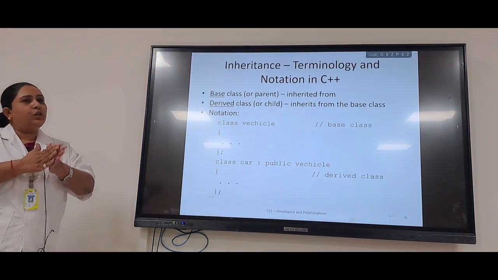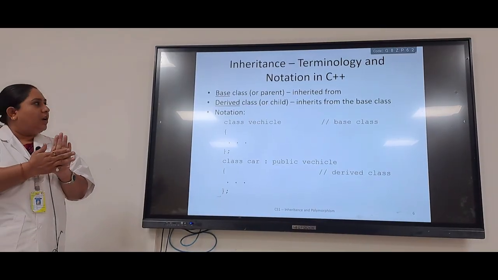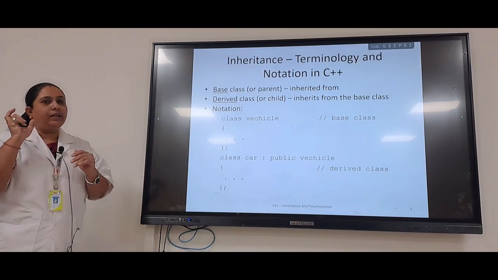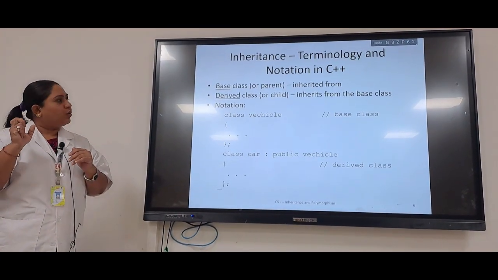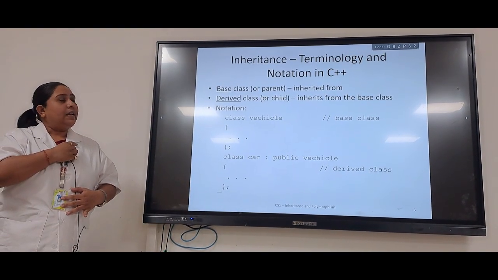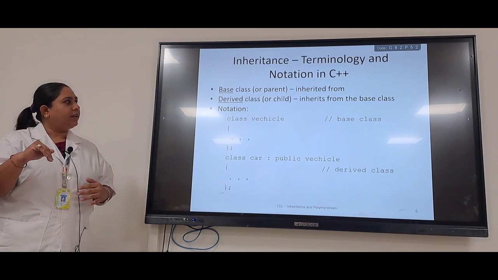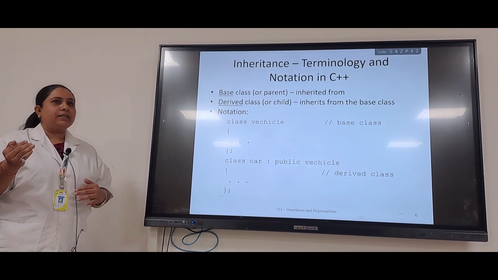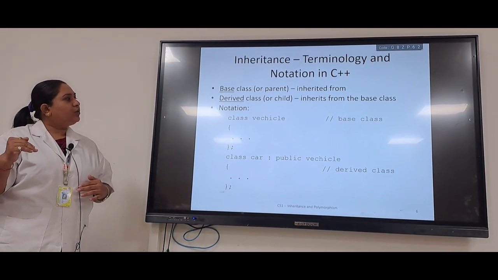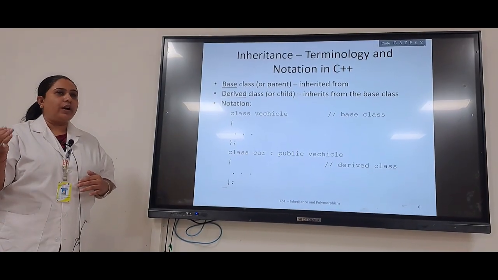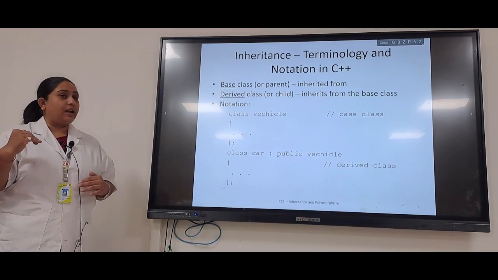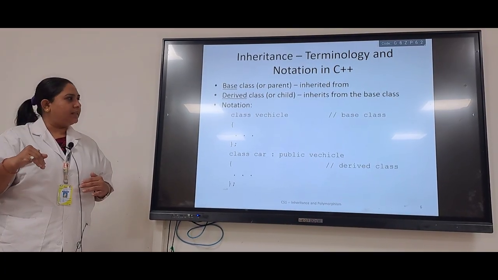Now, what are the terminologies that are used in inheritance? Firstly, we have the parent class or base class. It is the class which is inherited from. Then the second terminology used is derived class, also called a child class. It is a class which inherits properties from the base class.